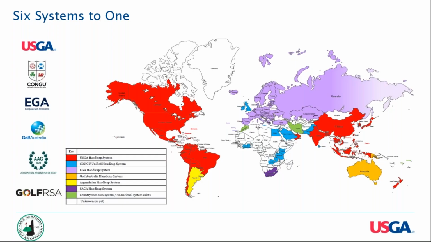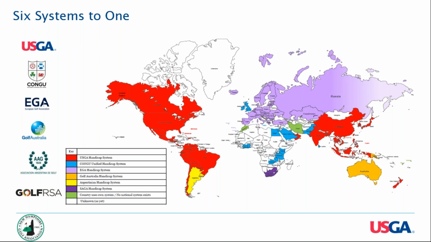So welcome to the World Handicap System. Prior to the World Handicap System, there were essentially 6 handicap systems in use around the world, as you can see with this map here. So the World Handicap System is just unifying all of these systems into one.